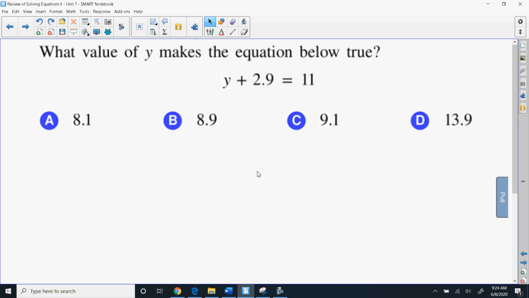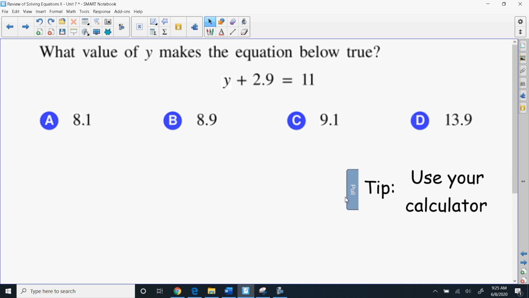What is the value of y which makes the equation true? So this will be our one-step equation where you just have to do one thing. What number plus 2.9 equals 11 is the question, and we're given a multiple choice. So what I would recommend, let's pull this out, use your calculator to do it. That way you type in each value and see which one, when you add it to 2.1, will give you 11. So use your calculator. That's my tip.